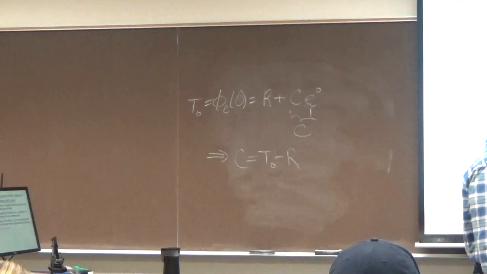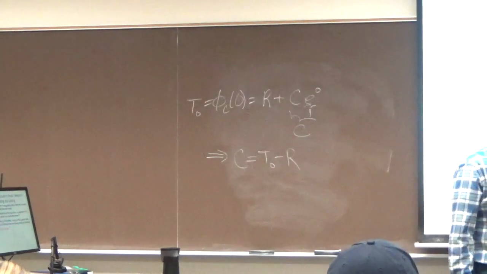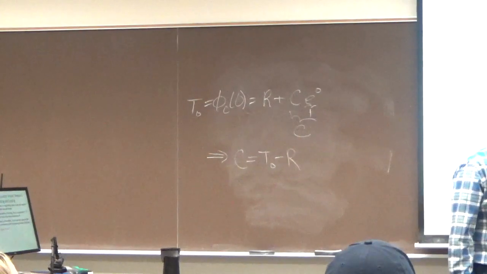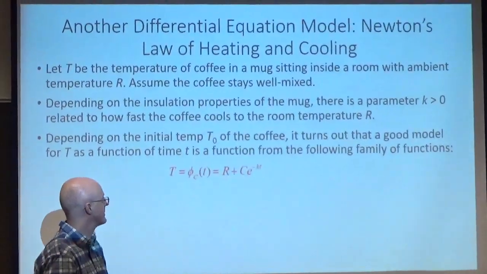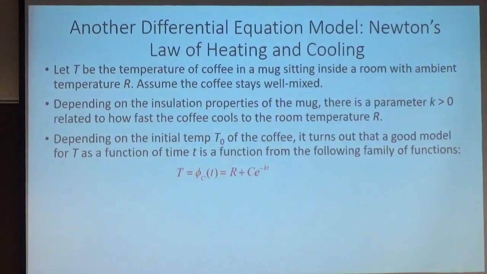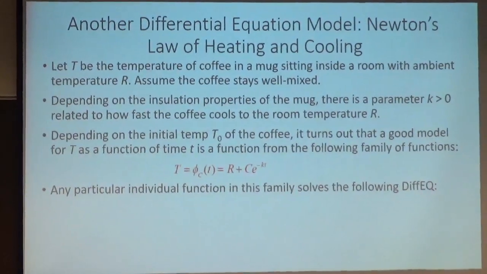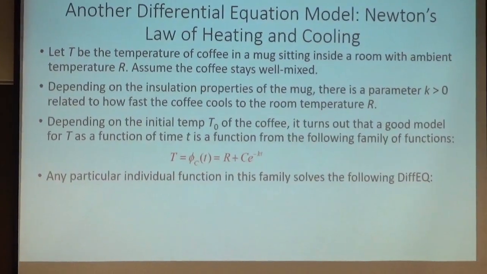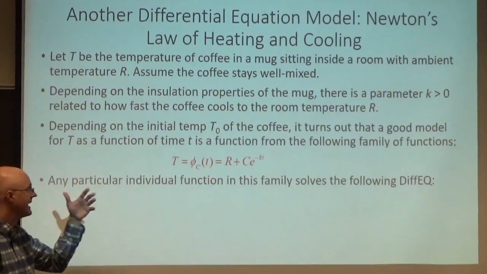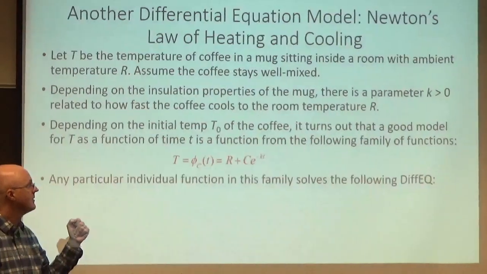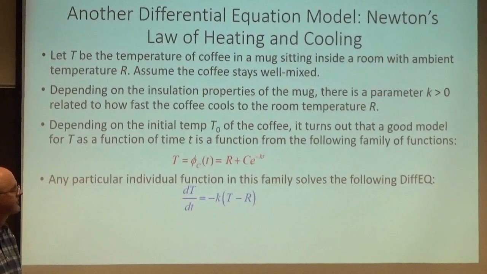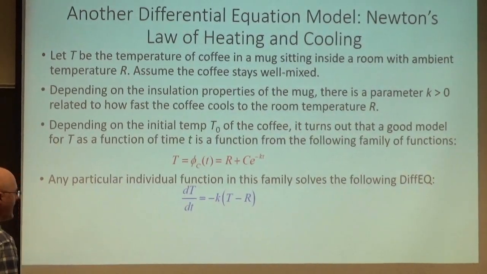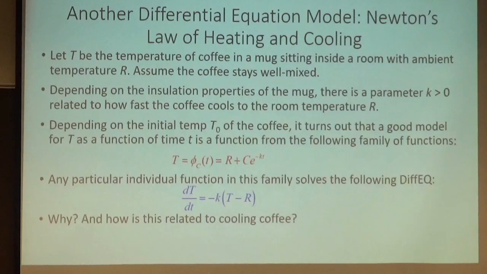But I'm trying to initially emphasize here that any function like this will be a solution. Will represent coffee cooling in different situations for different initial temperatures. It's a family of functions. Any particular individual function in this family, for any particular value of C, I'm thinking R and k are fixed, C is arbitrary, will solve a certain differential equation, DE for short. This differential equation right here. Why? And how is that related to cooling coffee?